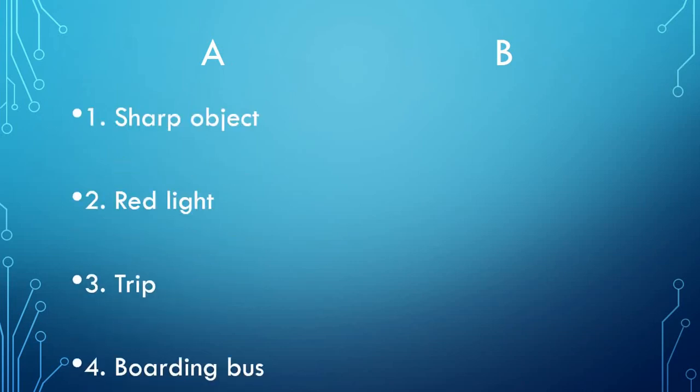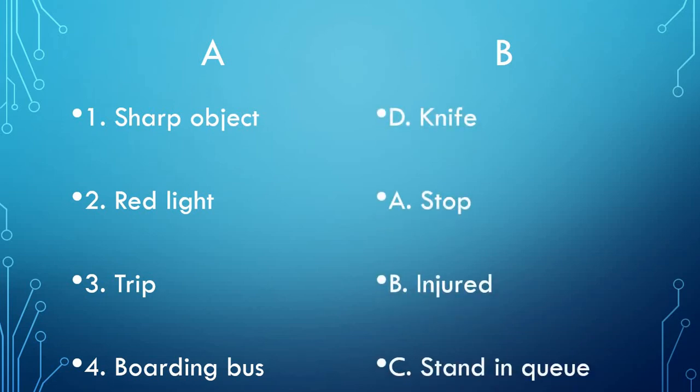Column A will remain as it is because the questions will never change. And here the options have changed and the correct answers are put beside the questions. So sharp object, here it is matched with the word knife. You know, knife with which your mom cuts the different vegetables. Red light indicates obviously to stop when it is there in the traffic signal. Trip means to injured. Obviously when you pull someone's leg or when you are pulling someone doing mischief, they'll get injured. Whereas the last option, boarding bus, matches with stand in queue.